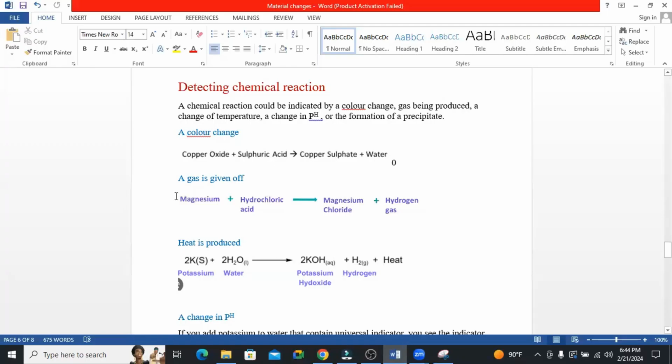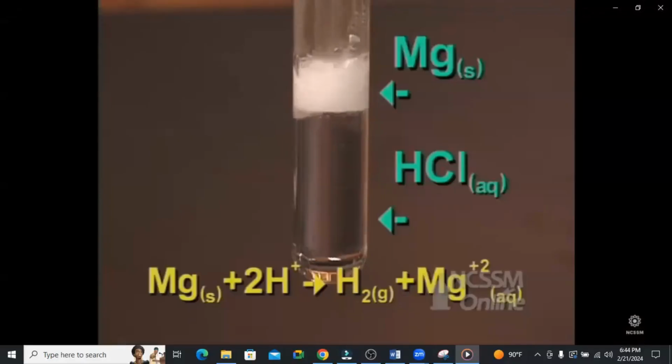We will see a gas is given off. This is the reaction we have to learn. Magnesium reacts with hydrochloric acid to form magnesium chloride and hydrogen gas. Then hydrogen gas is produced here. We will see the video for that also. In this reaction, when the magnesium piece and the hydrochloric acid react together, hydrogen gas is released like here.